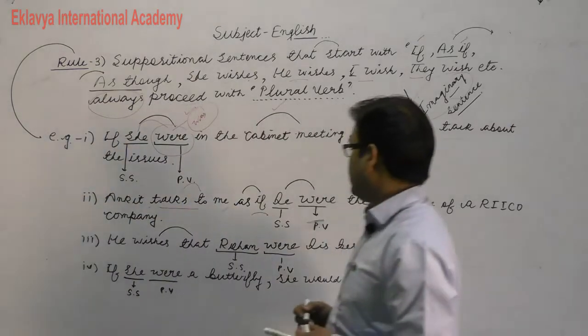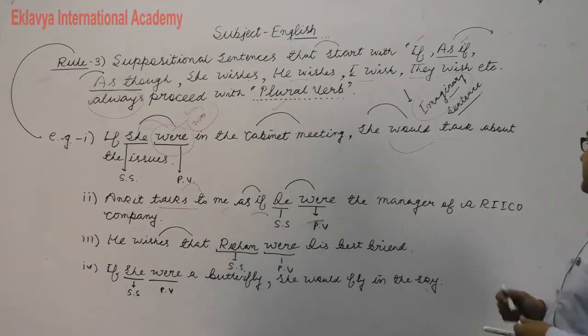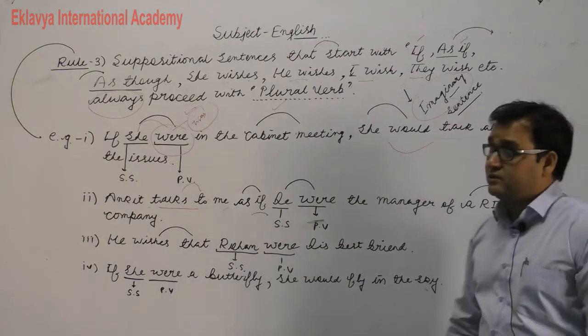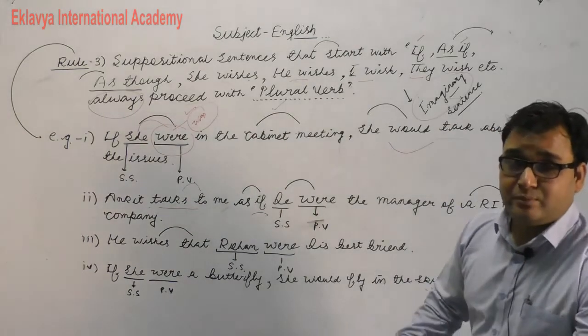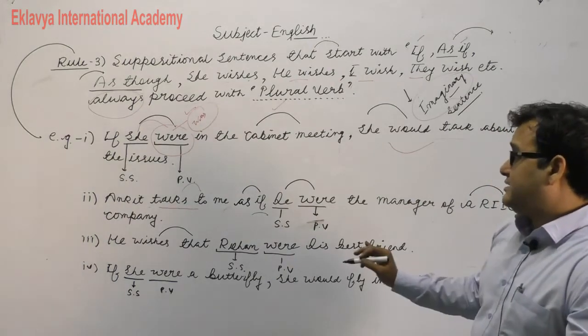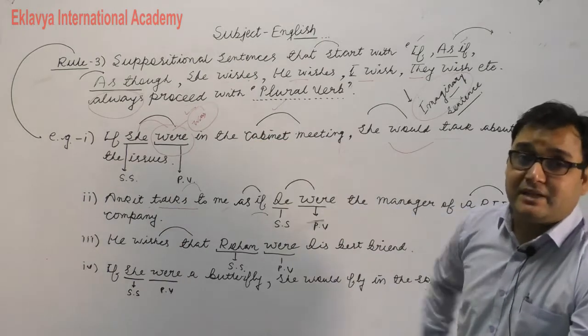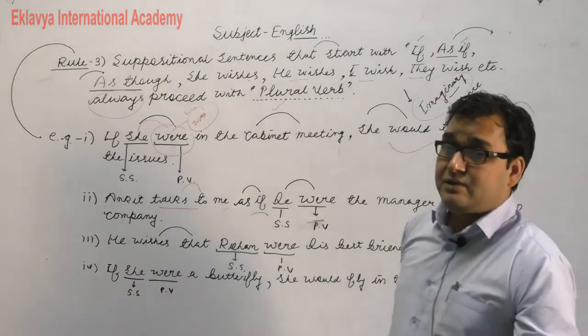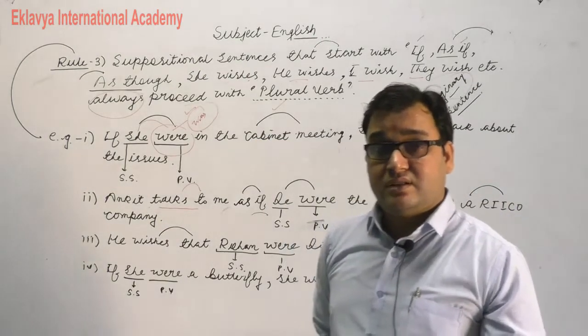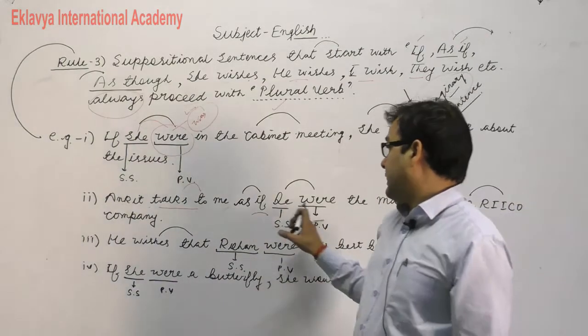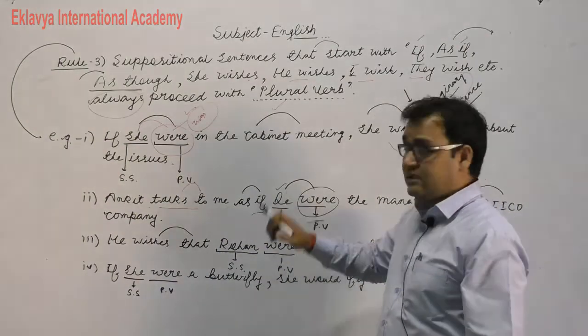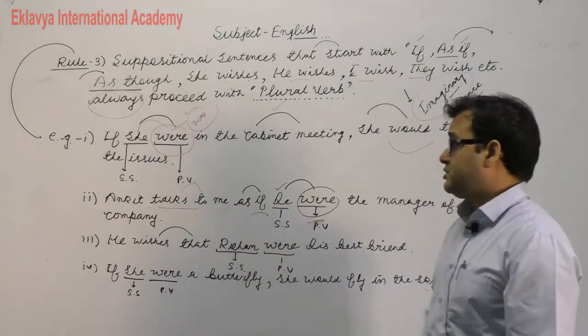Ankit talks to me as if he were the manager of a RICO company. But the given example is of your imagination, supposition. This is why I have used plural verb here with singular subject. Is it clear, students? Ankit talks to me as if.